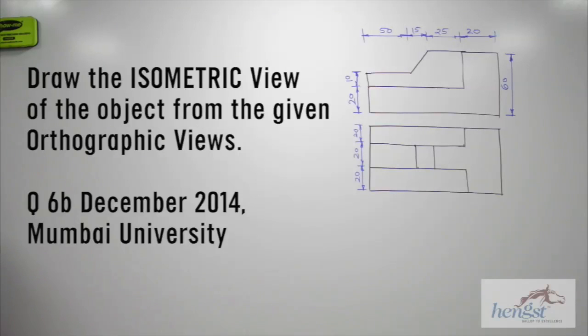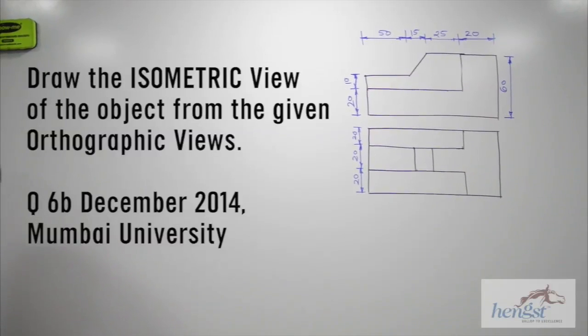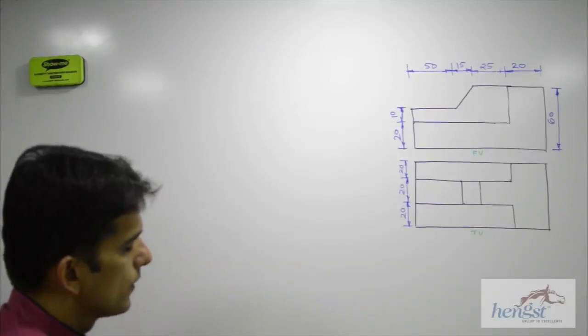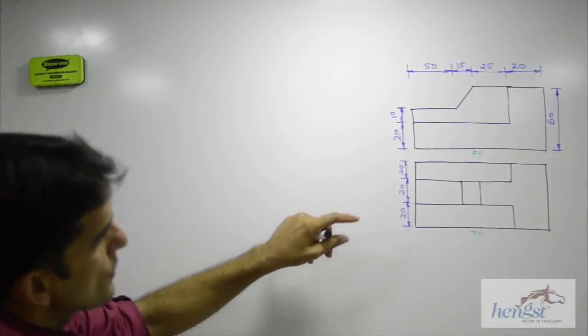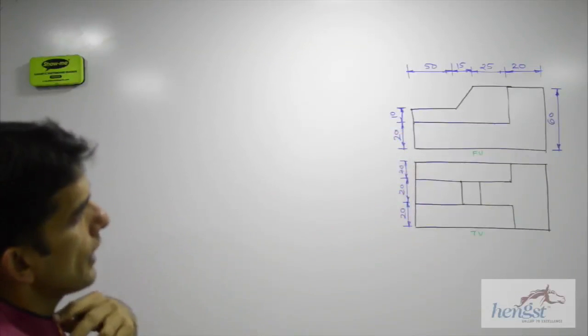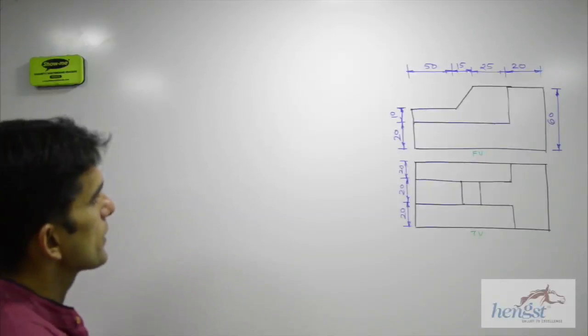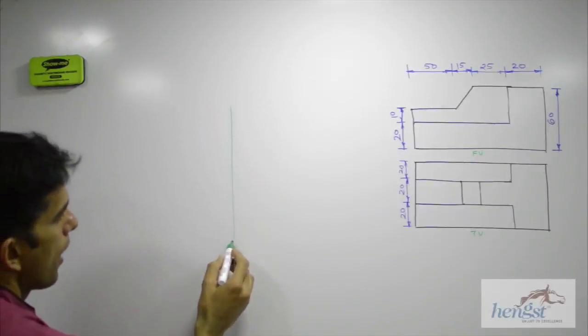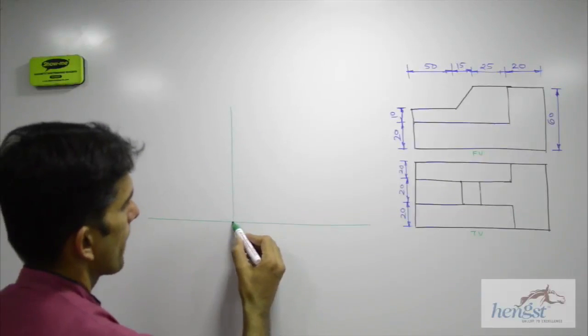Paper December 2014, 6B. Draw the isometric view of the given views. So now we have two views, front view and top view, and we have to draw isometric. So what we will do, first we will draw the layout or box.